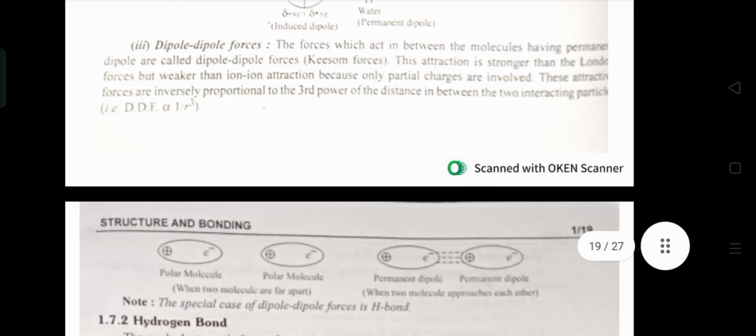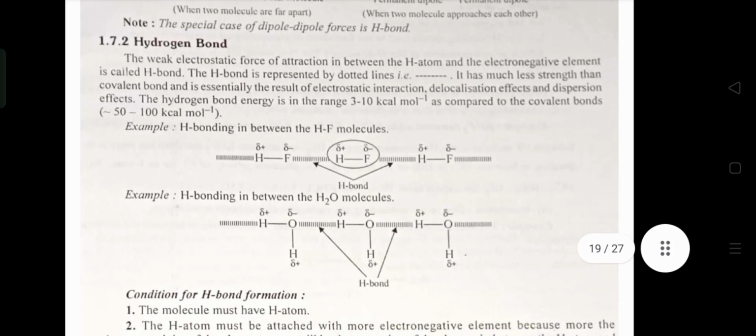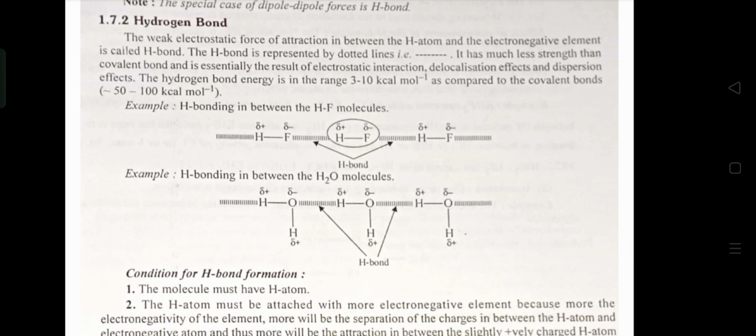The attraction is stronger in London forces but weaker than ion attraction. Because the partial charges are involved, the attractive force is inversely proportional to the third power of the distance in between the interacting particles. Now we will discuss hydrogen bonding. The weak electrostatic force of attraction between the hydrogen atom and an electronegative element is called a hydrogen bond. The hydrogen bond is represented by a dotted line.